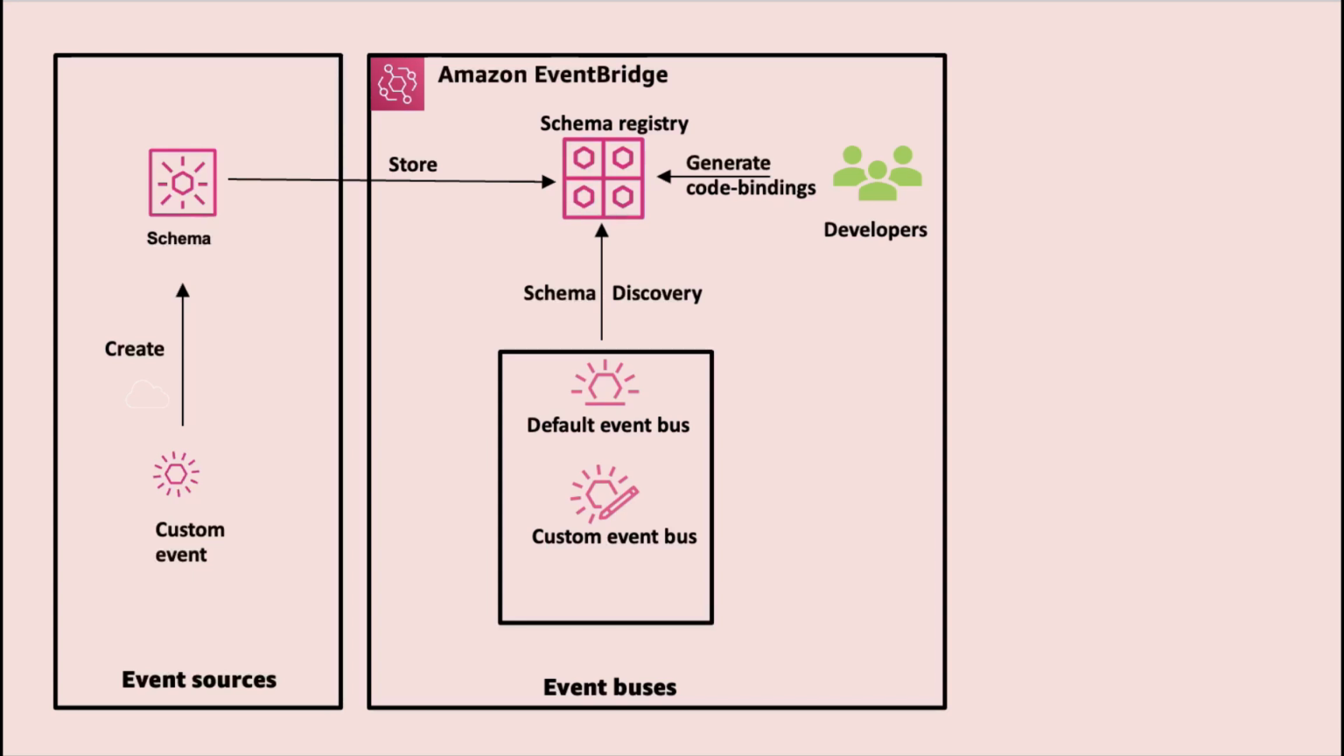Now, developers can make some calls to the schema registry to develop code bindings. Basically, they can generate the code bindings, which have a template code to process the events based upon the structure that the event schema provides. And the code bindings are available for different languages. It could be Python, Java, things like that. So in this example, we are going to create it for Python.